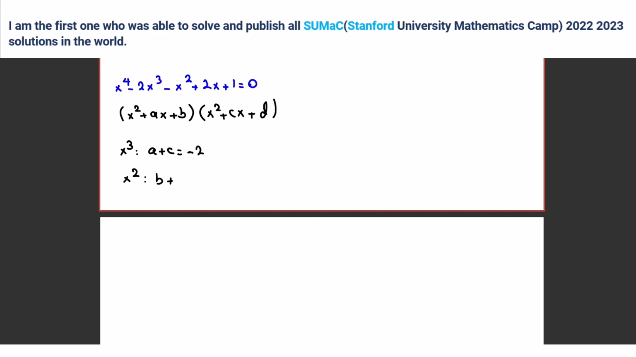B plus D plus AC. Yes. Is equal to what? -2 again. No. We are considering the coefficient of x squared. -1, -1, because they should be equal. Coefficient of x will be what? AD plus BD.